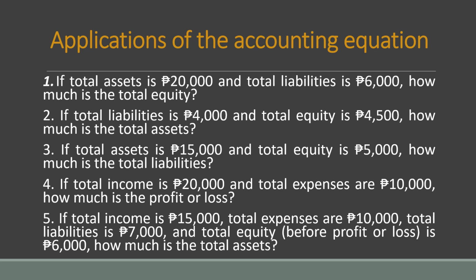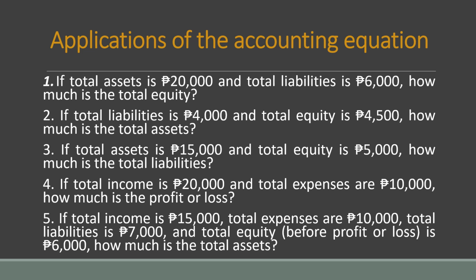So number 2, if total liabilities is 4,000 and the total equity is 4,500, how much is the total assets? So going back with the formula, asset is equals liabilities plus equity. So for us to compute how much is the total asset, we can add the total liabilities and total equity. So 4,000 plus 4,500, so makukompute natin yung total asset, which is 8,500.